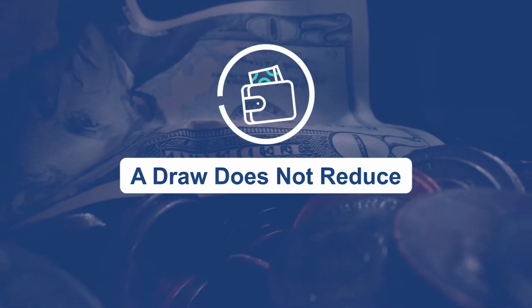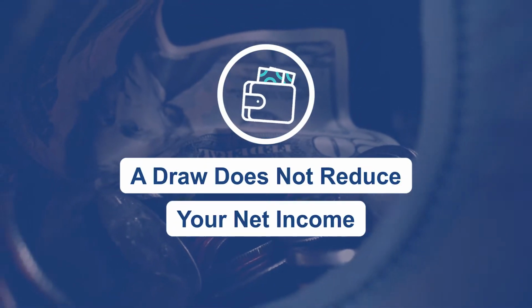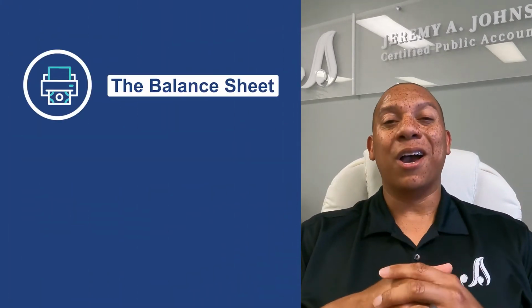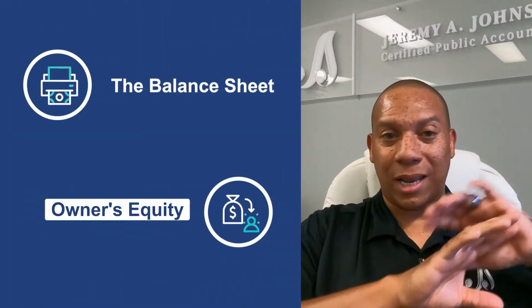Now, the thing to note about a draw, and again, it's going to be called an owner's draw, member's draw, or partner's draw, the thing to note about that is that it does not reduce your net income. So if your profit for the year is $50,000 and you pull $50,000 out of the bank account of the business, your taxable income is $50,000. Your profit does not change. All right, there's a whole accounting thing that happens where that shows up on the balance sheet under owner's equity, and there's just a lot that goes on there.